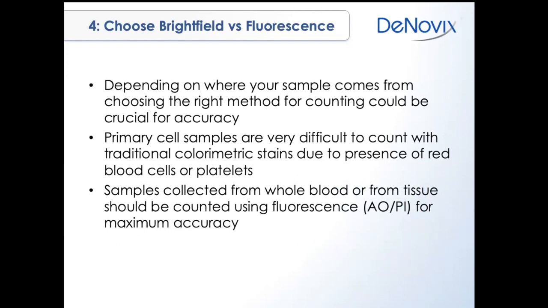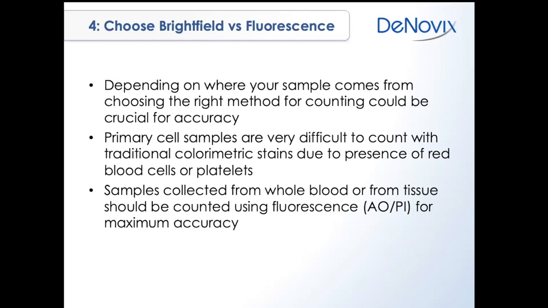So tip number 4: making sure that you choose the correct technique to count your live dead samples. This means choosing between a bright field based technique or a fluorescence based technique. Depending on whether you're using primary cells or just a standard tissue culture cell, this could be a very important choice in making sure that you get accurate data.